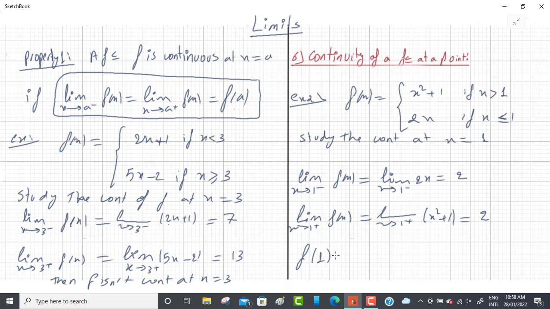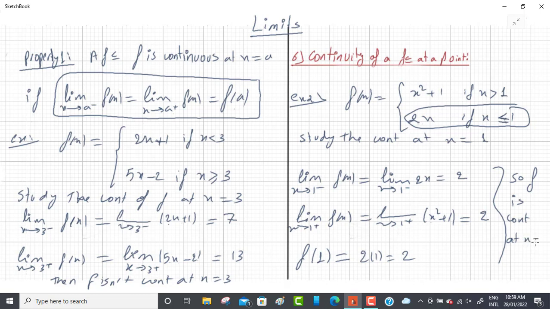I calculate f of 1, the limit as x tends to 1 minus, the limit as x tends to 1 plus, and f of 1. F of 1, which subfunction am I going to use? I'm going to use the second one. Why? Because the second subfunction is for x less than or equal to 1, so 1 is in the interval of the second function. So we use f of 1, where you have or equal to 1. That's 2 times 1, equal to 2. The three values are equal, so f is continuous at x equal 1.